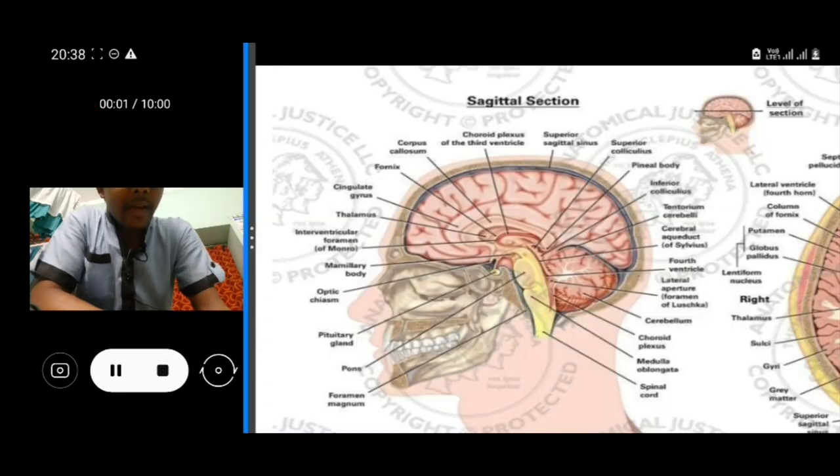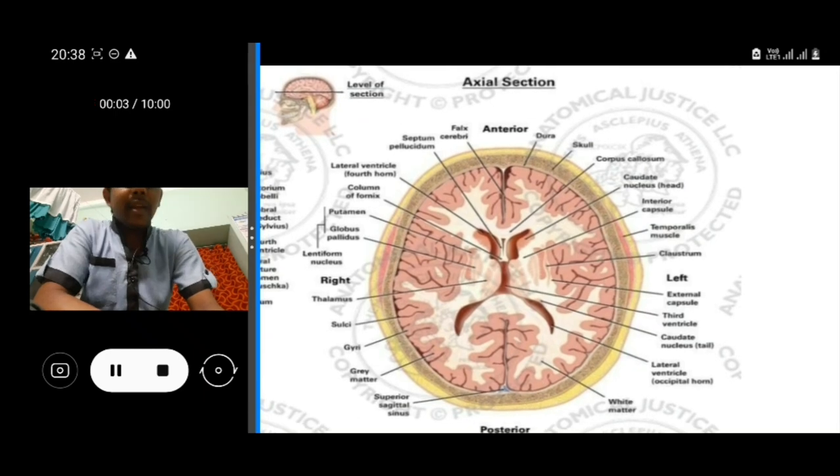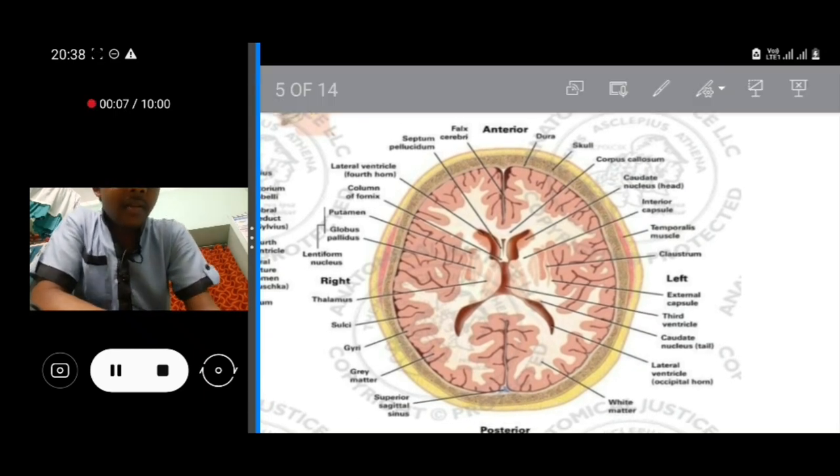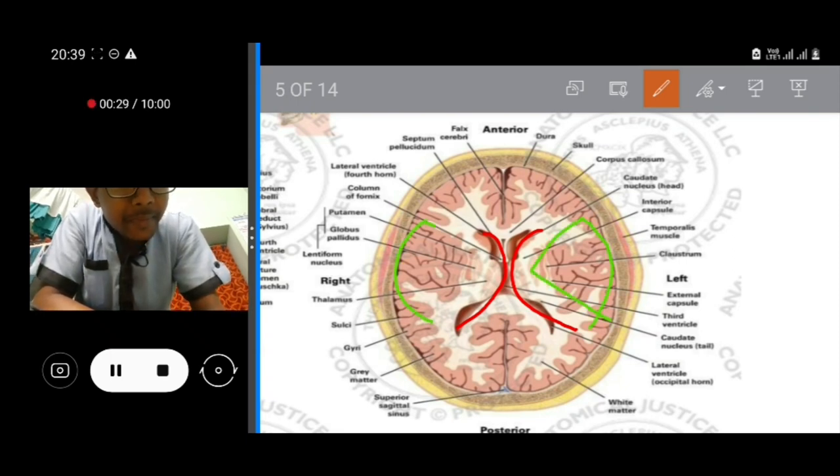Okay, now see, this is the sagittal section of the brain, and here is the axial section of the brain. Now watch carefully. I have drawn in the previous diagram that these are the lateral ventricles. And here, see, there is the lentiform nucleus. Now this has two parts, putamen and globus pallidus.